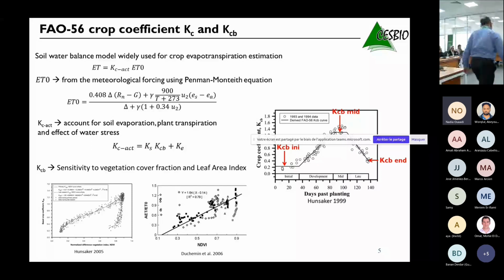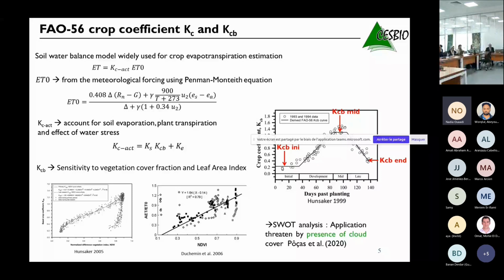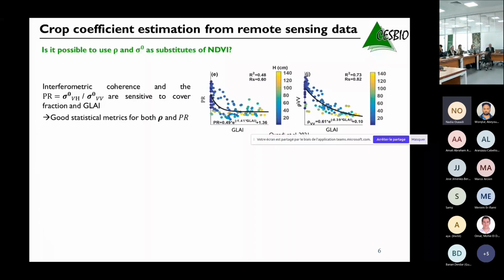Because of this sensitivity, it was historically derived from optically derived variables such as NDVI, using different types of relationships. However, studies have also highlighted that this application is threatened by the presence of cloud cover. So in this context, our objective in this study is to test the possibility of using the interferometric coherence and the backscattering coefficient as a substitute for NDVI to compute the basal crop coefficient.